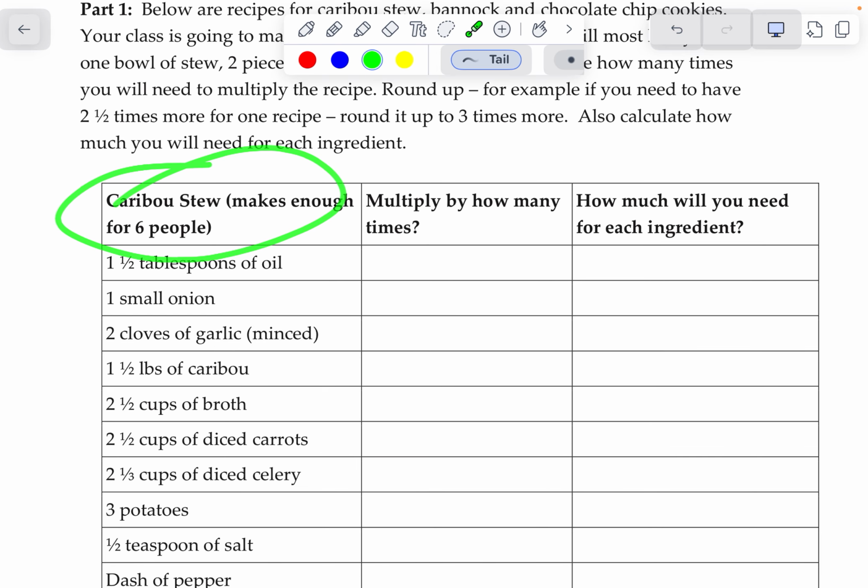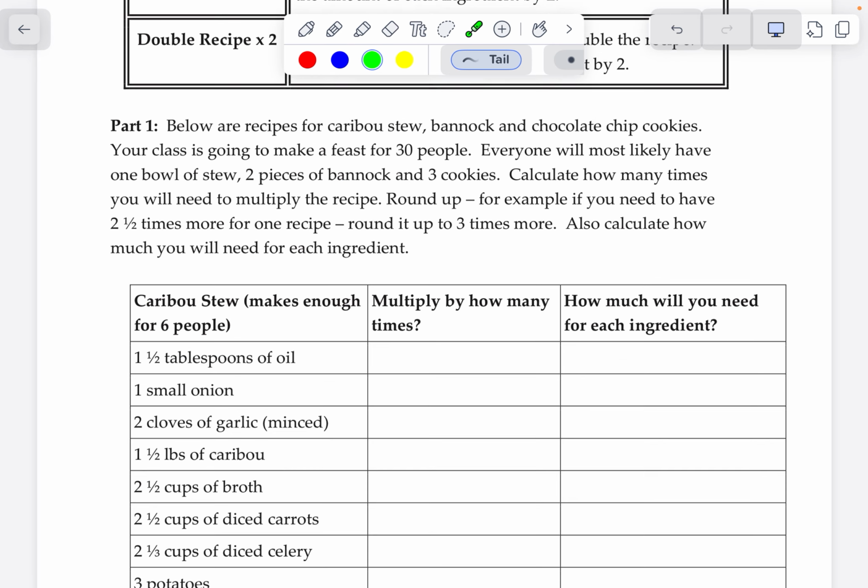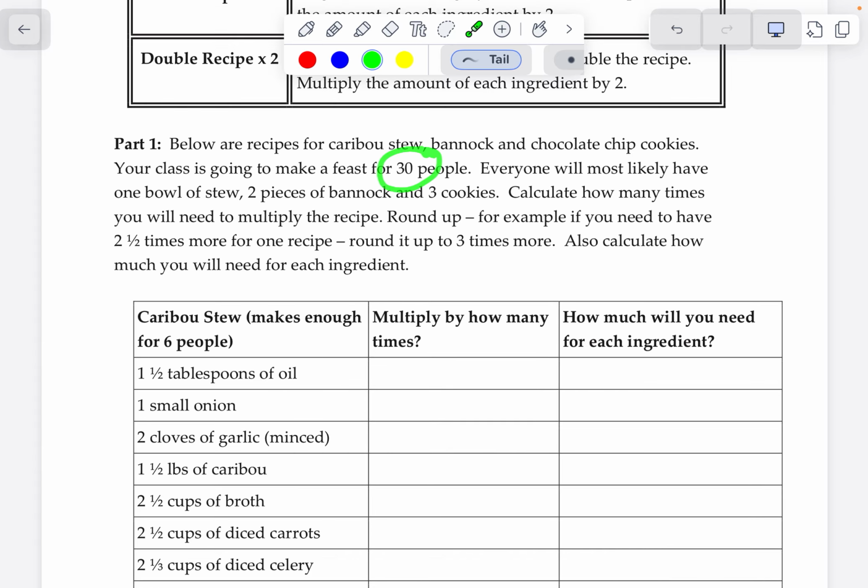We've got this stew we're making enough for 6 people, okay? But we want to make it for 30 people. So how could we figure out how many times we need to multiply the recipe by? If it's a 6-person recipe and we want to make it for 30, how do we figure that out? Multiply by 5. How did you get that 5? 6 times 5 is 30. Yeah, we know that if we want to figure out how many 6s are in 30, you can work your way backwards from multiplication, but we need to multiply by 5.